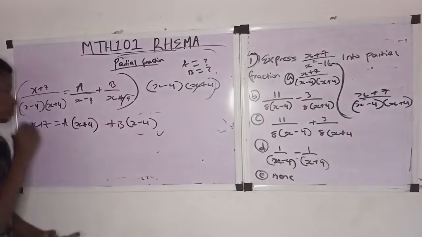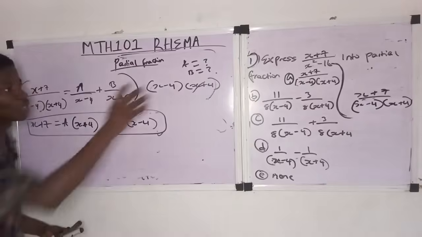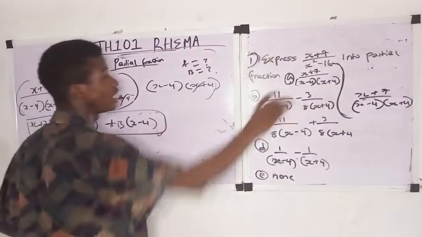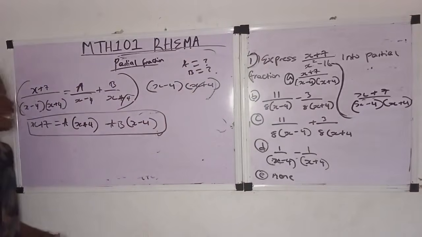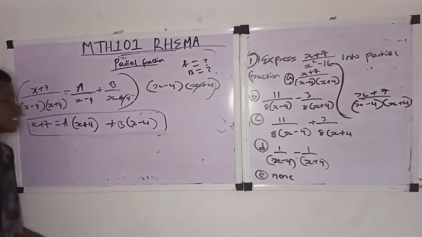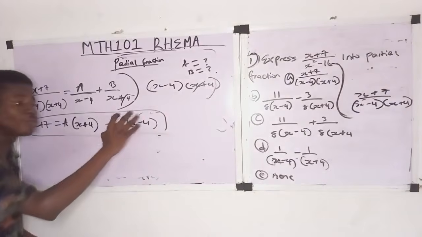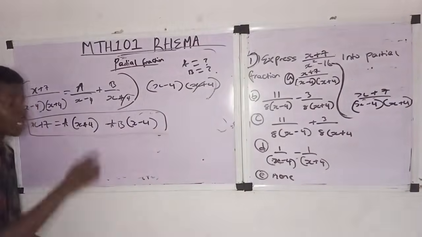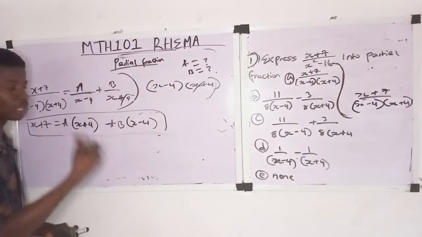So we have gone like this, right? We want to get A and B. Once we get A and B, we put them here and we get our partial fraction. Now, let's look for A first. In order to look for A first, we make B zero. What can make B zero here?